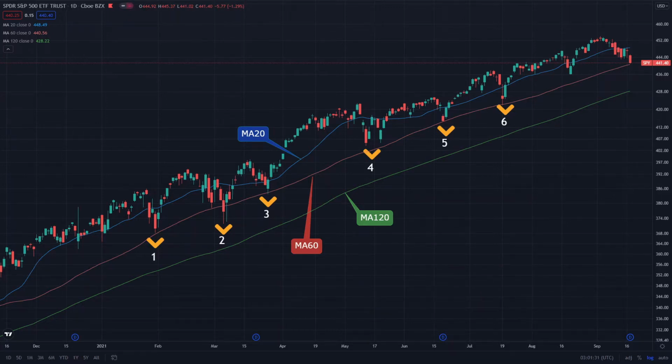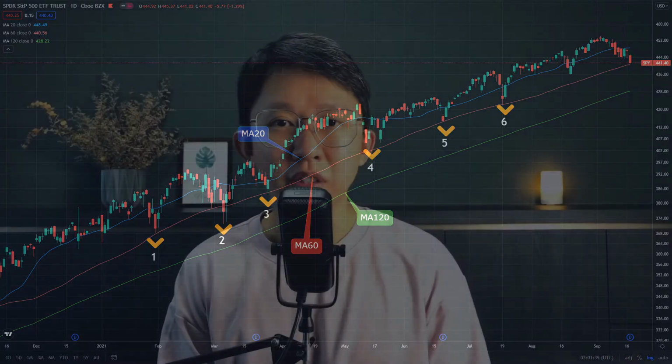If the MA120 line is above the MA60 line and MA60 line is above MA20 line, they form a pattern known as the short array pattern, which is a bearish sign. For SPY to turn from the current long array pattern to short array pattern, or in other words, to turn from bullish to bearish, 2 things need to happen.